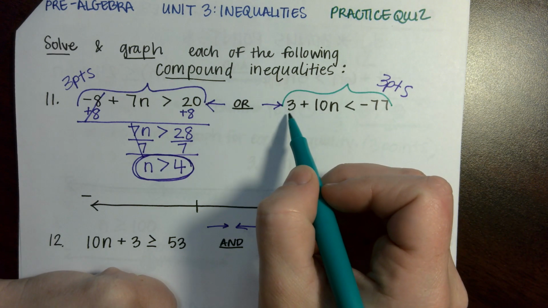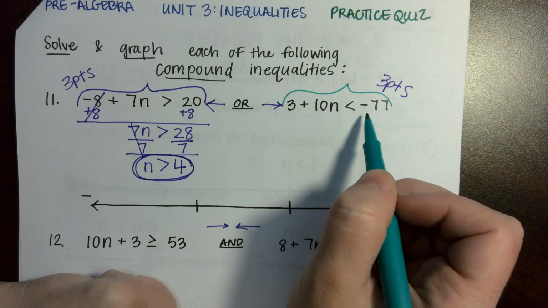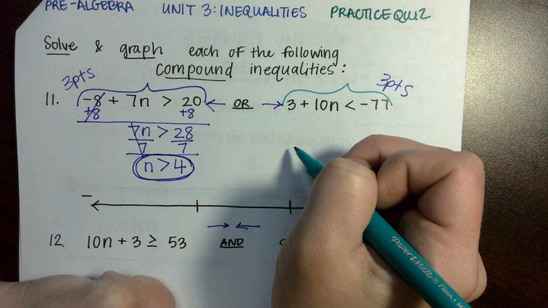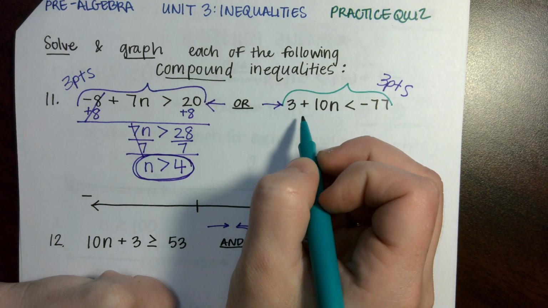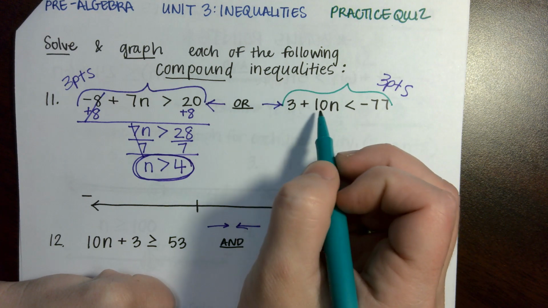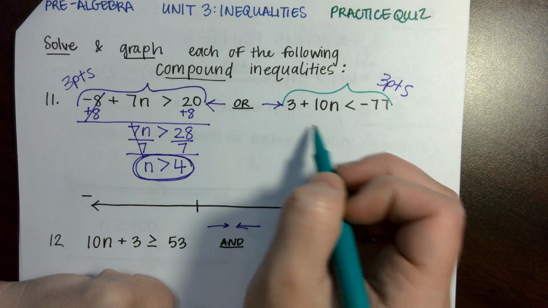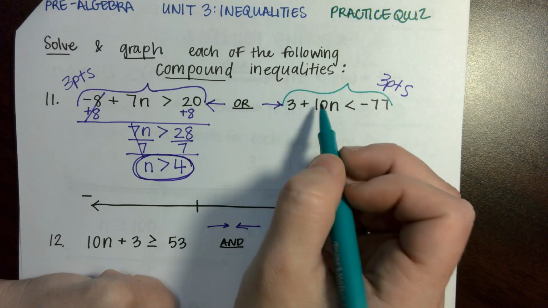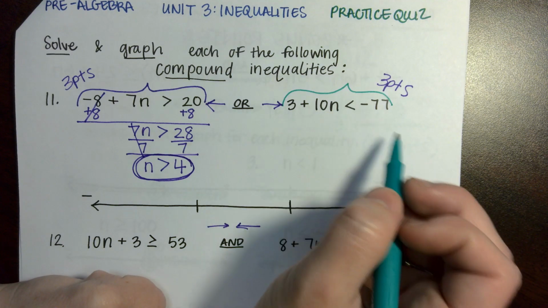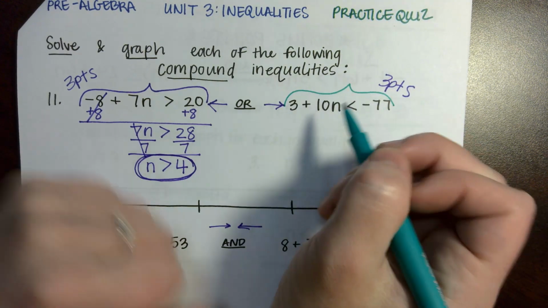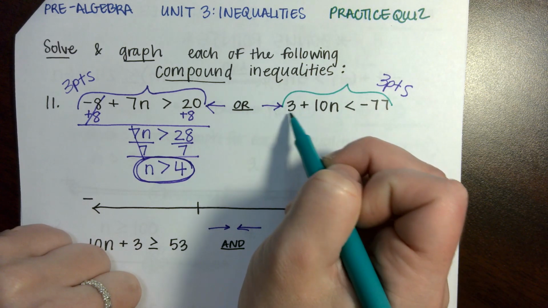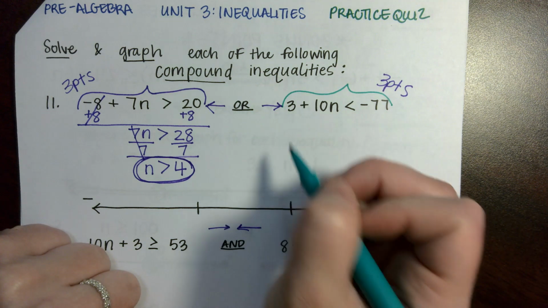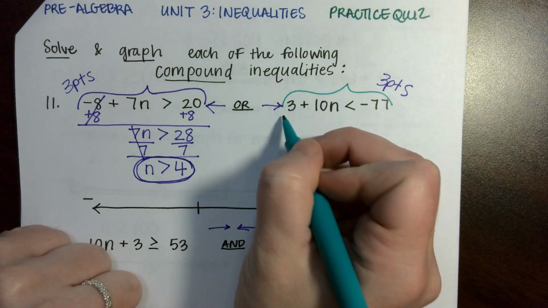Now I've got 3 plus 10 times n is less than negative 77. What should I do first? Subtract 3. You're subtracting it from negative 77. Yes, I am. So this is 10 times n plus 3. I don't have a negative n here, so my sign isn't going to flip. We're just going to treat this like normal. So I've got plus 3. To get rid of a positive number, or an addition problem, with inverse operations again, we need to subtract 3. Minus 3 from both sides.